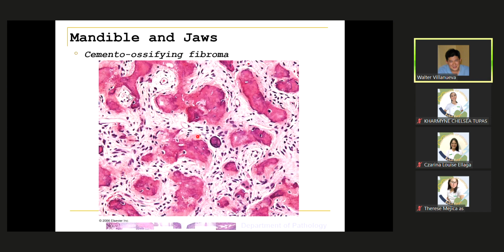We call it ossifying fibroma when you only see the Chinese character type of ossification with osteoblastic rimming. When you see cementum, this is cementum right here, that's when you call it cemento-ossifying fibroma. And there's really no difference in management and behavior, just that it's harder, more difficult to process. It's another excuse for us pathologists to tell them that the result of the histopath is not yet out.